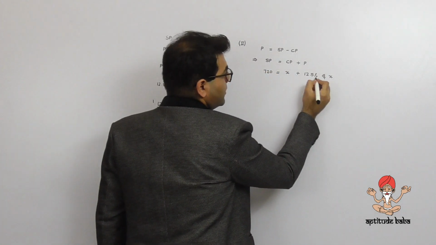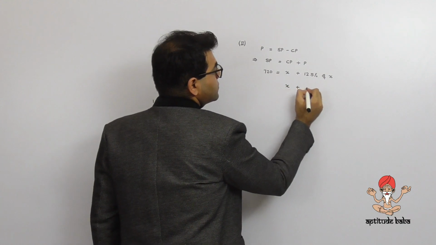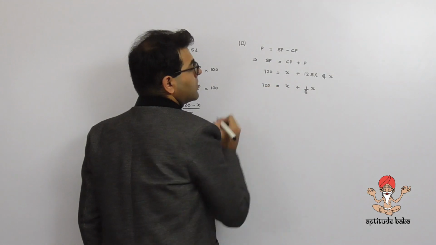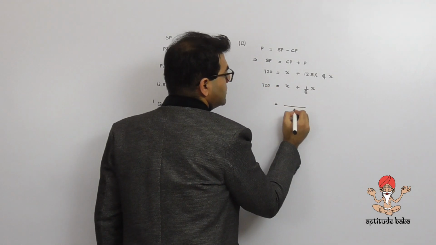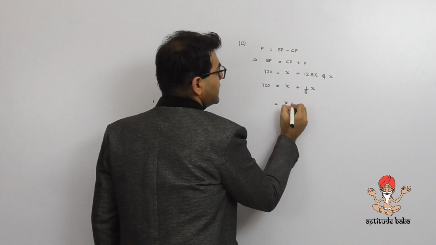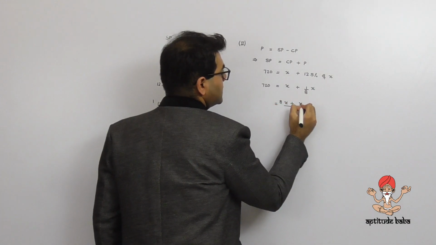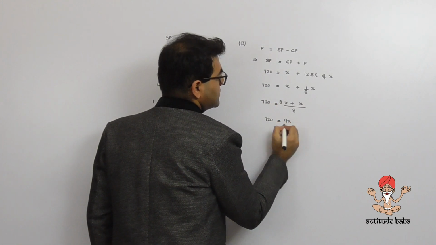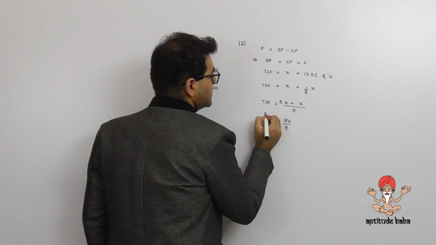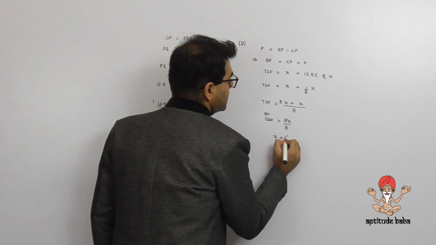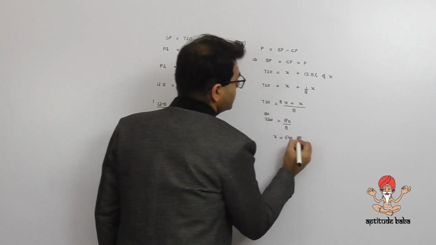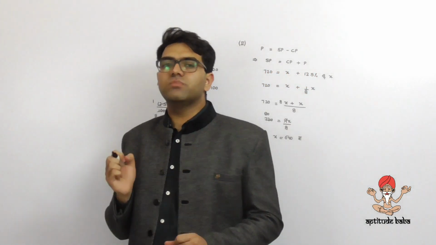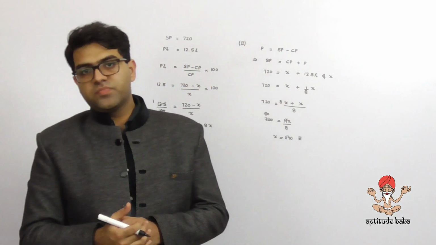Now 12.5% can be written as 1/8. So x plus 1/8 of x is equals to 720. Okay. Now अगर हम यहाँ पे 8 को LCM लेते हैं, so what do we get here is 8x plus x is equals to 720. So 720 is equals to 9x by 8. Now this is again 80. So x ends up becoming 640 rupees. सेकेंड मेथड फर्स्ट मेथड से थोड़ा सा छोटा है लेकिन बहुत ज़्यादा छोटा ये भी नहीं है.